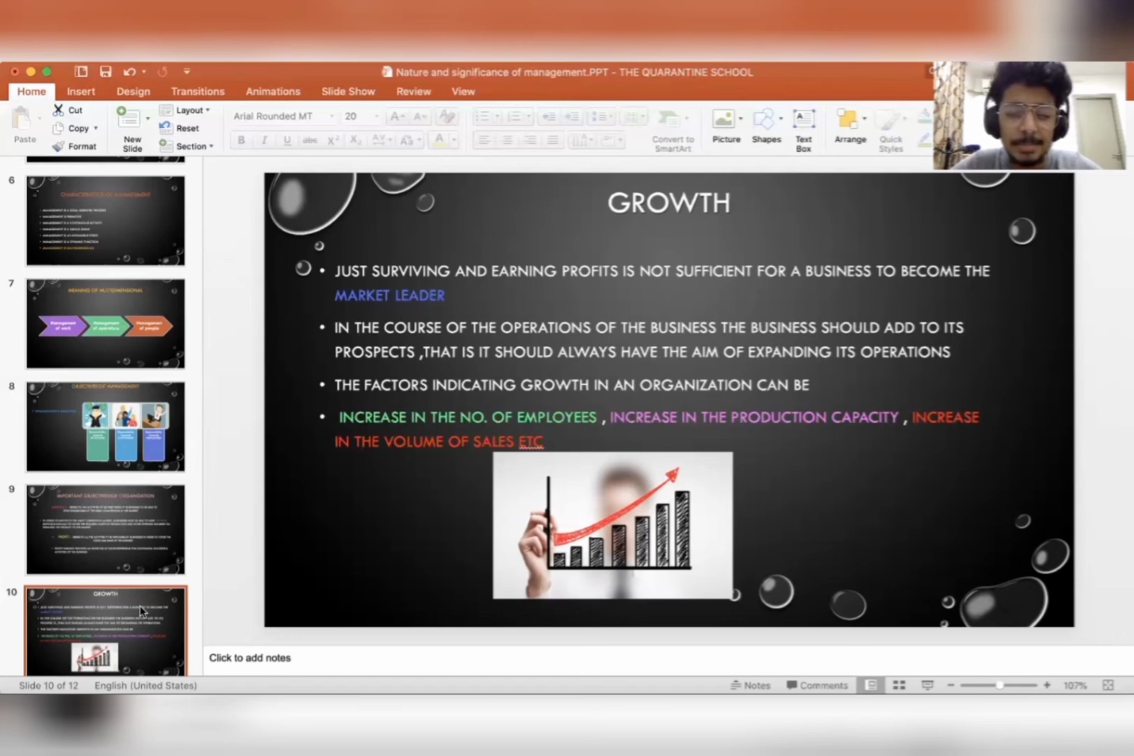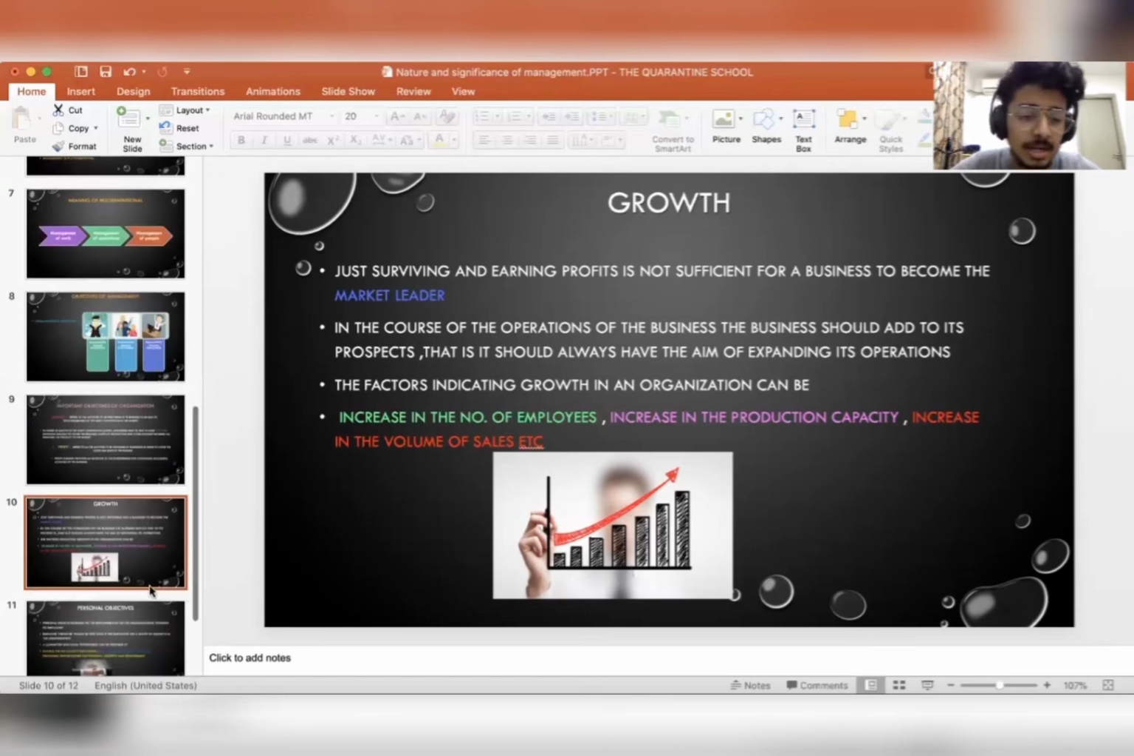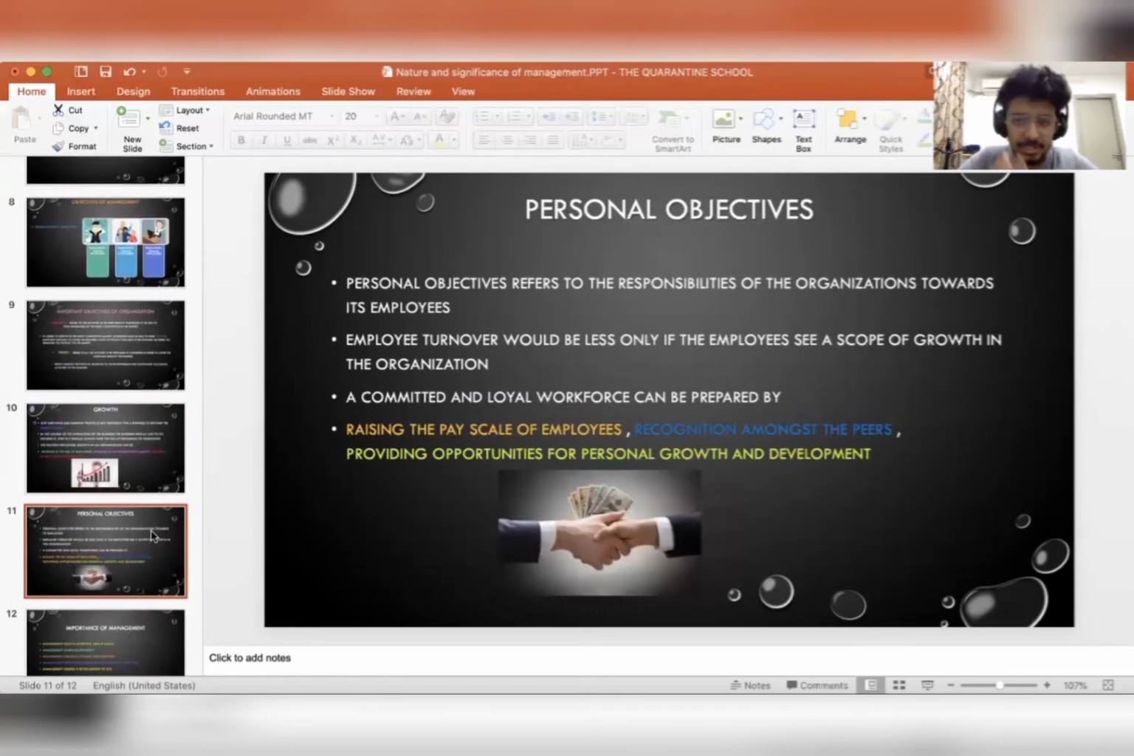Growth can be symbolized by various factors in an organization, like increase in the number of employees, increase in the production capacity, or increase in the volume of sales. There can be many other factors also, but these three are the main factors symbolizing growth in an organization. Now, the first objective, we have completely covered it: organization objective. To summarize, the organization has responsibility towards investors, customers, and its employees. And also, survival is important, profit is important, and growth is important. So this covers our objective number one, organization objective.